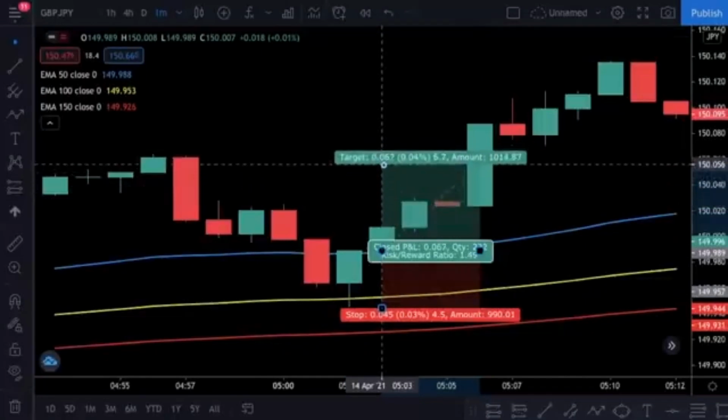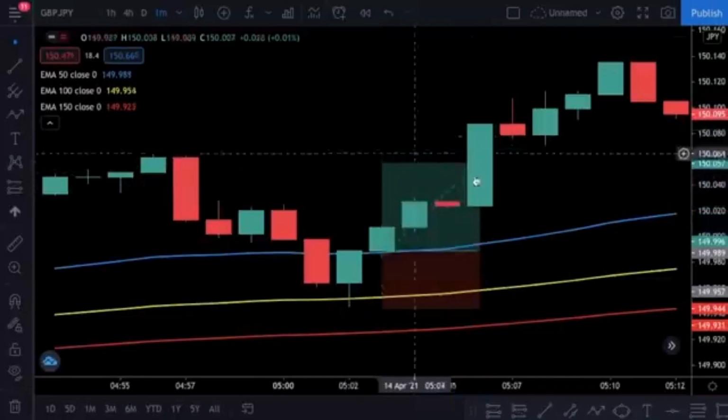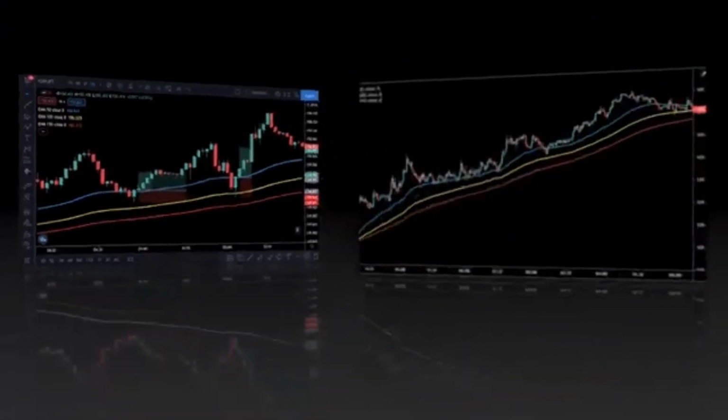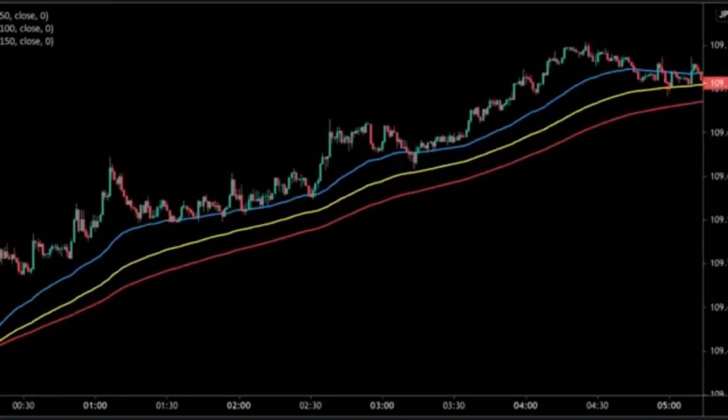Similar to the first one, our stop loss will be just below the low of these candles. And this trade was a winner too. Let's check more examples. Here you can see that there is a strong bullish trend.